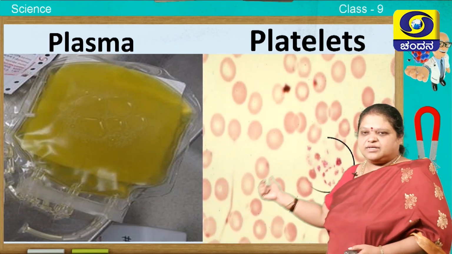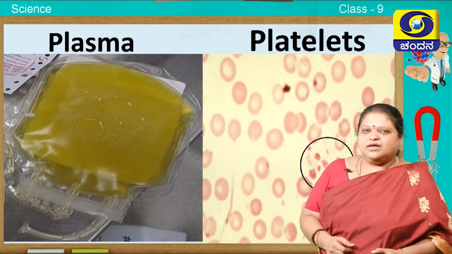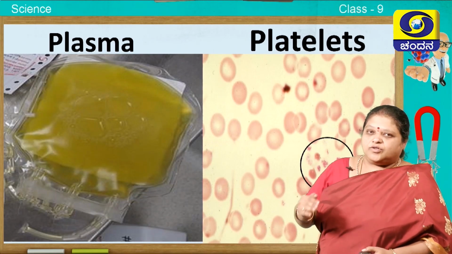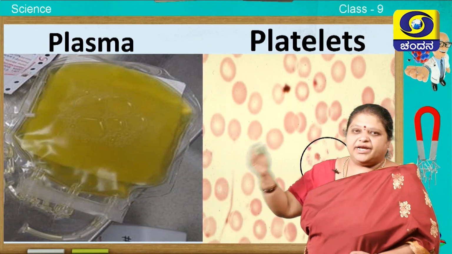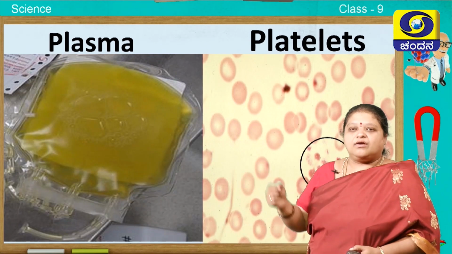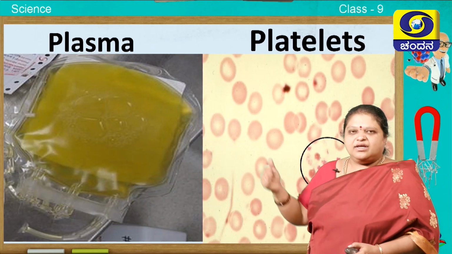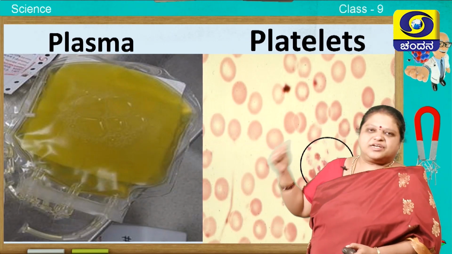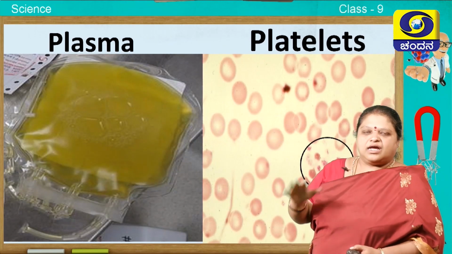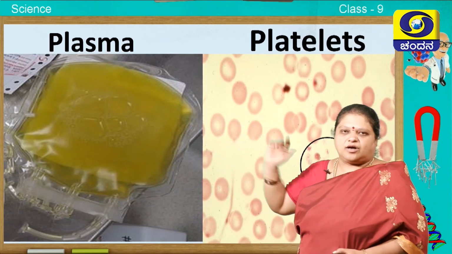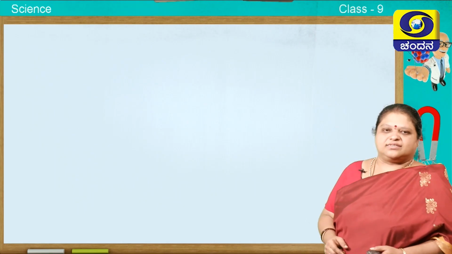Next we will see the platelets present here. These platelets mainly help in controlling the bleeding of blood. They help in clotting of blood. So if there is a cut or an injury, these platelets will see to it that the blood clots and the bleeding is stopped. So this is about the platelets.